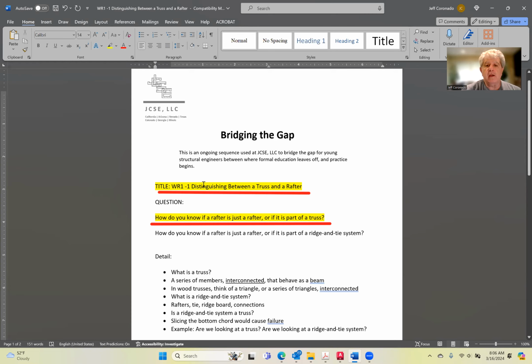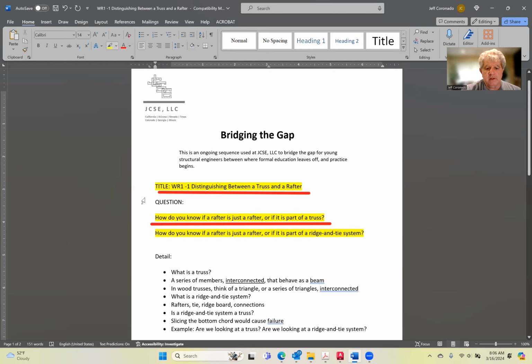Keep in mind, we're talking about wood framing right now, right? So some of what we're saying is only going to apply if the framing that we're looking at is made of wood. How do you know if a rafter is just a rafter or if it is part of a ridge and tie system? Okay, valid questions.